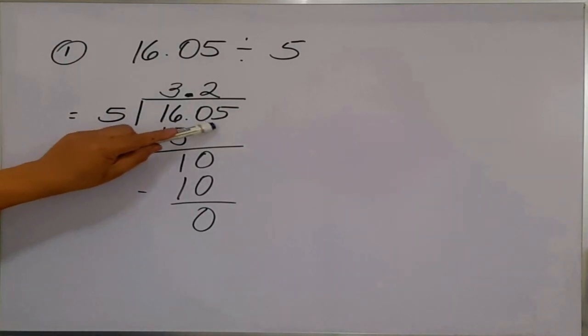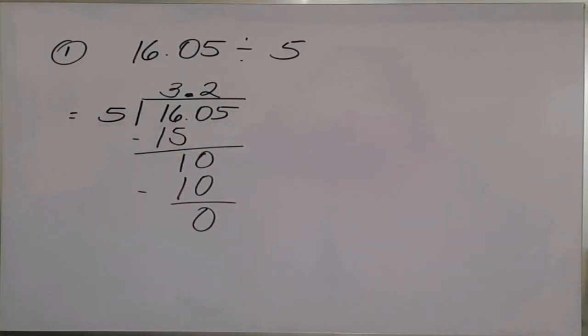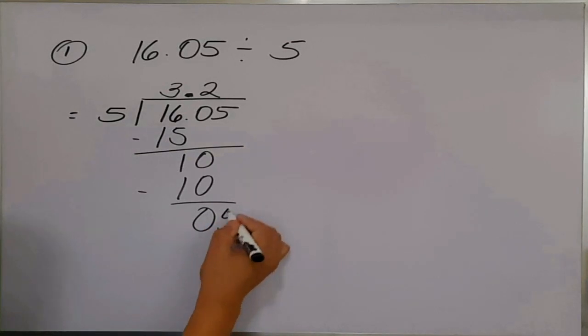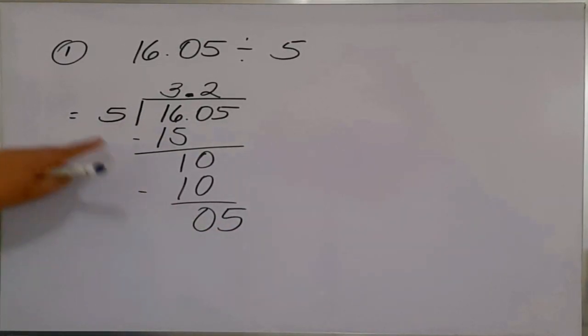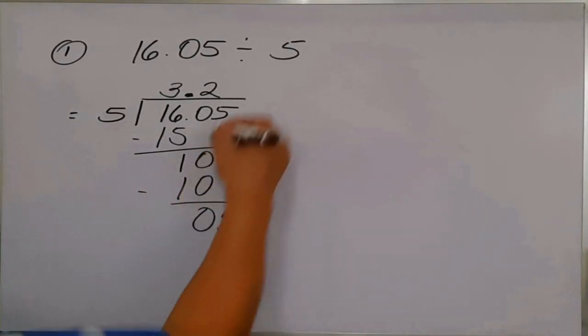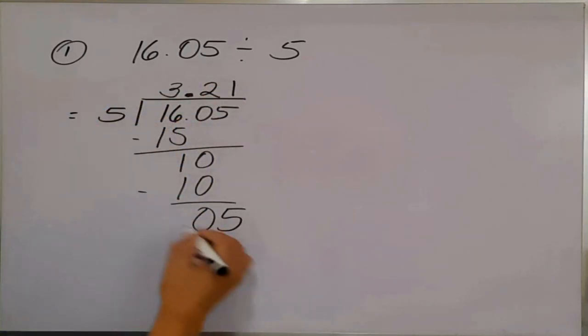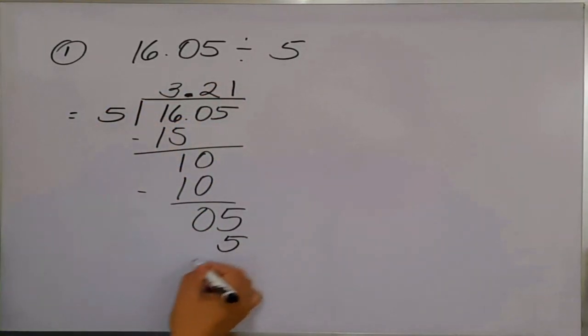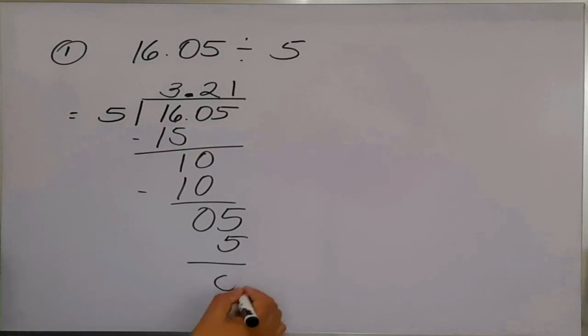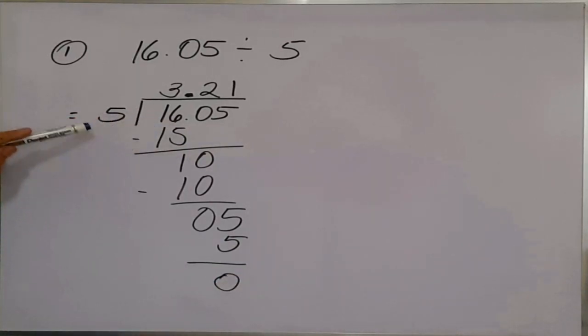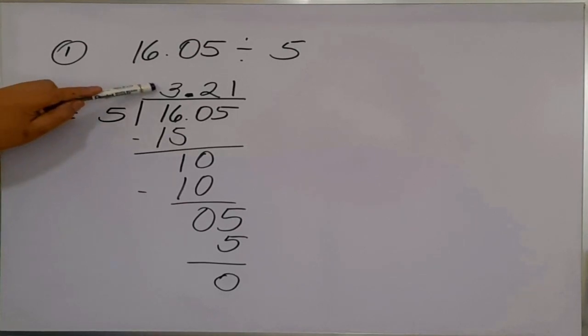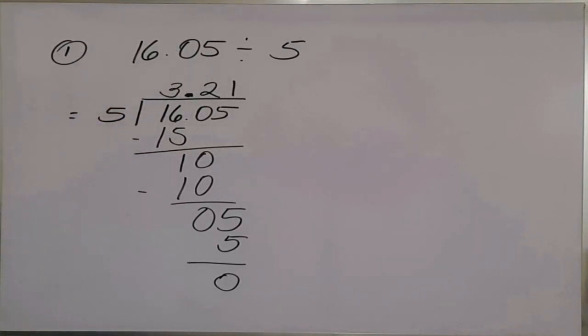We still have a number here. So we bring down 5. So 5 divided by 5 is 1. And 1 times 5 is 5. 5 minus 5 is 0. So 16.05 divided by 5 is 3.21. So how do we know that our answer is correct?